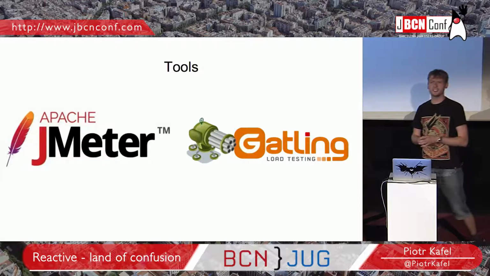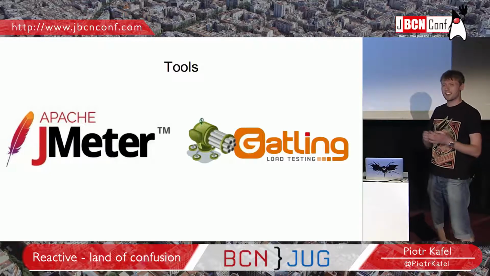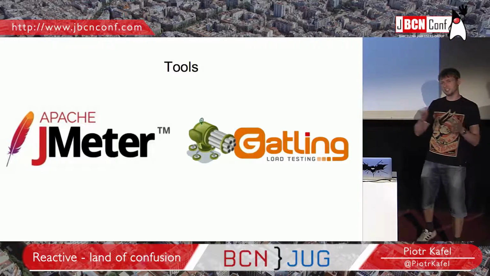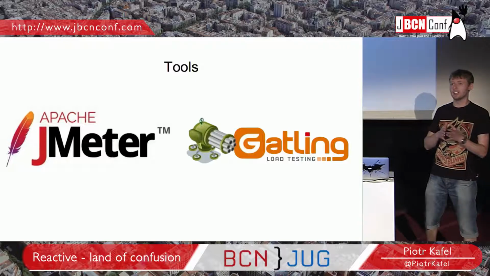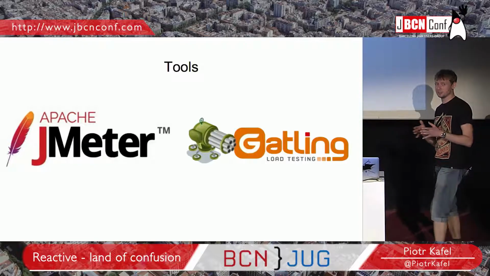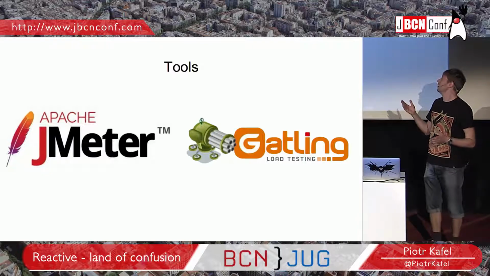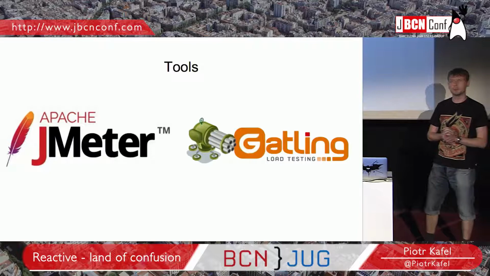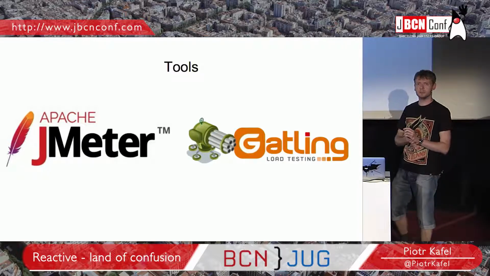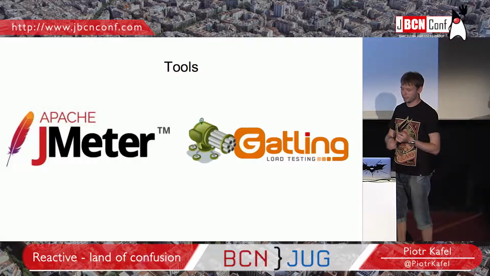Gatling and JMeter, I think they are the most popular. You can use them to check if your service is really scaling, and how well it is scaling, whether that's done automatically, semi-automatically, and so on. I don't know if you are using something else. If somebody is using something else, I'm really happy to hear about it after the talk, so please just let me know. Yeah, I think those are the major ones.